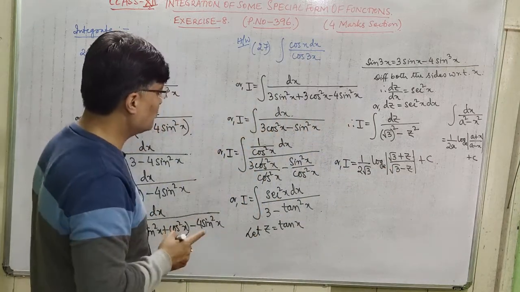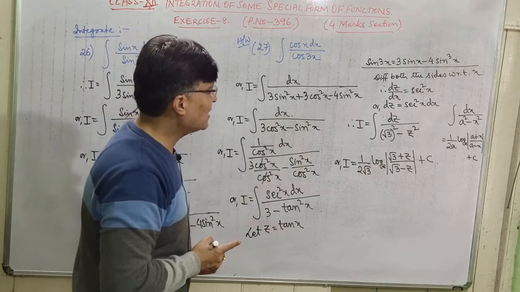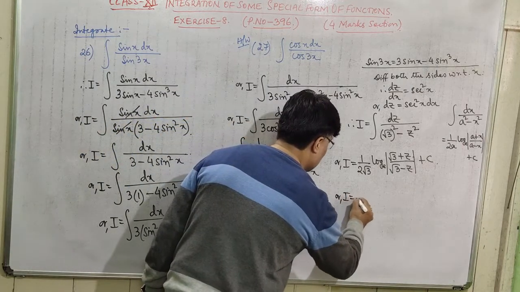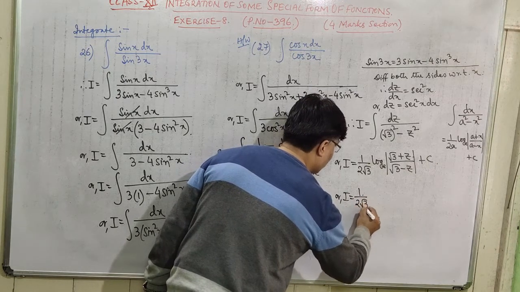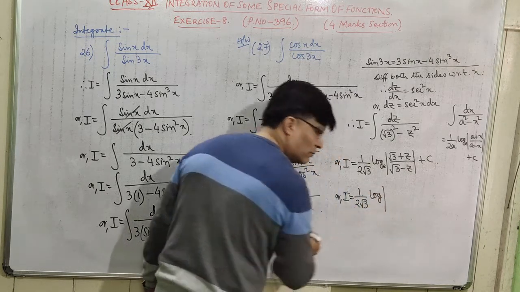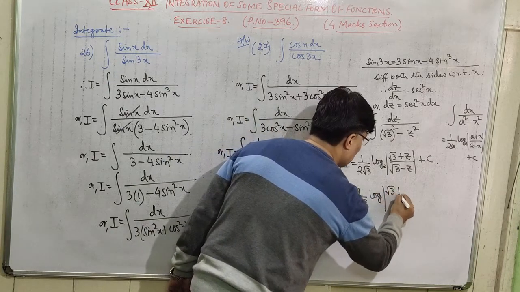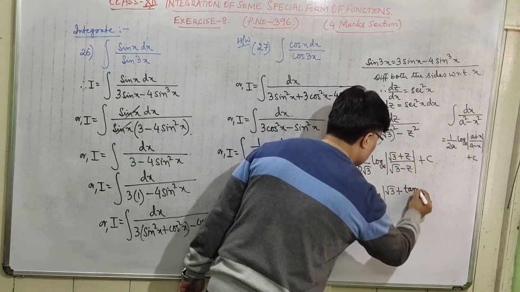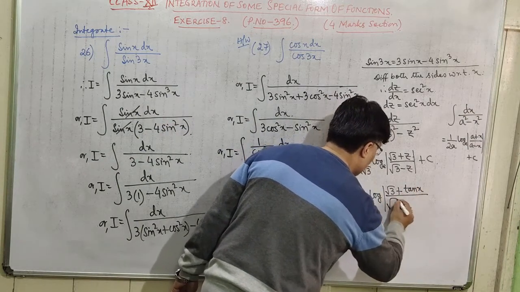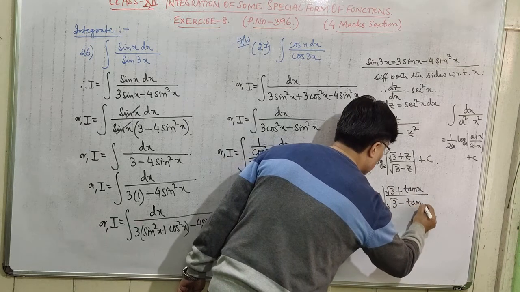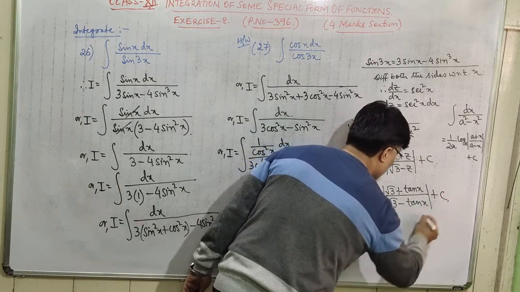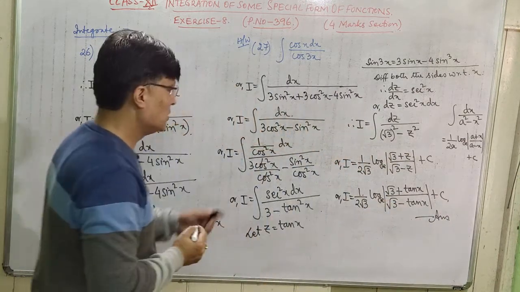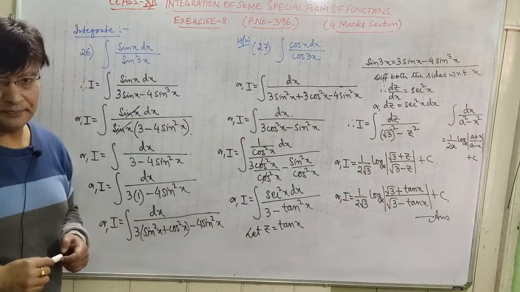Right? So now we can put the value for z. What is the value for z actually? The value for z is tan x. Or I is equal to 1 by 2 root 3 log within mod, it is root 3 plus, what is the value for z? It is tan x, divided by root over 3 minus tan x, mod sign closed, plus c. This is the answer, and here the base is e. So this is the final answer.